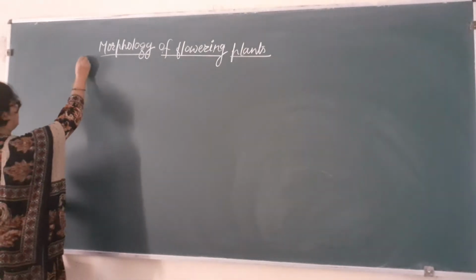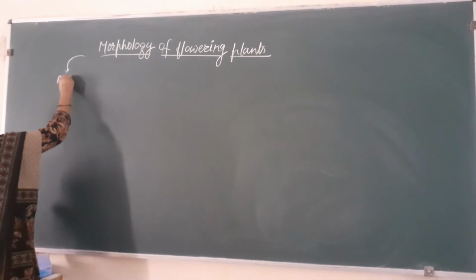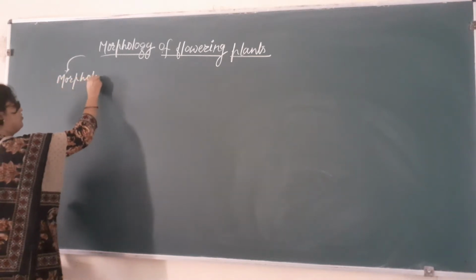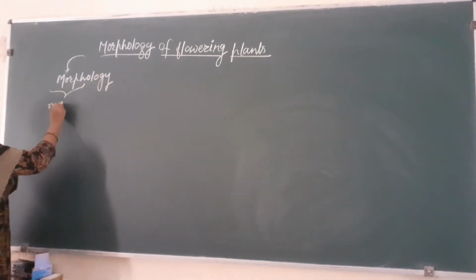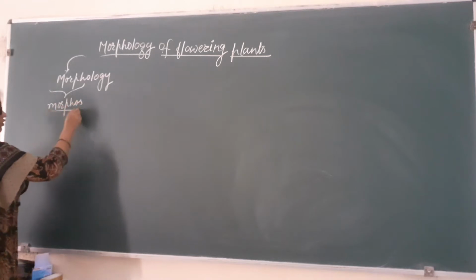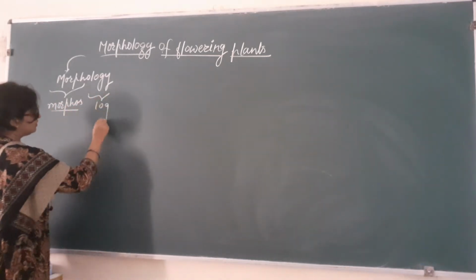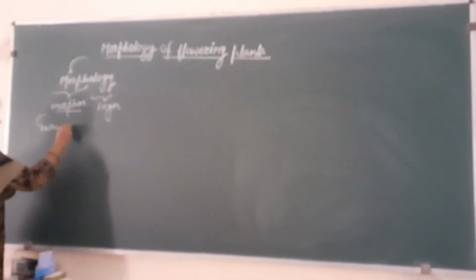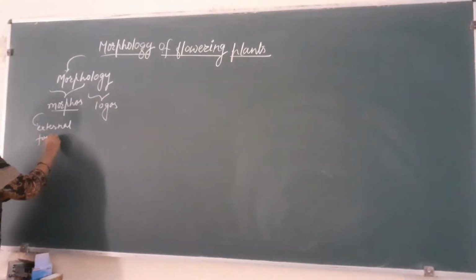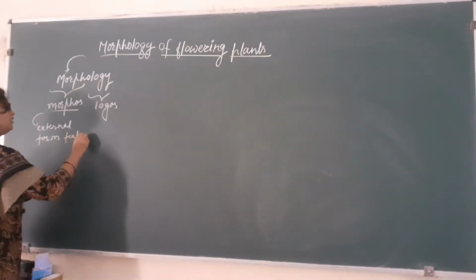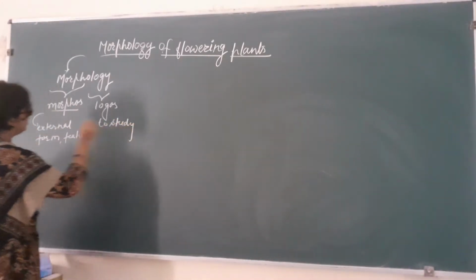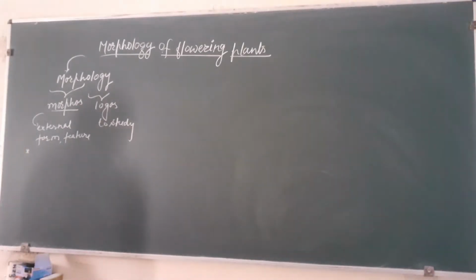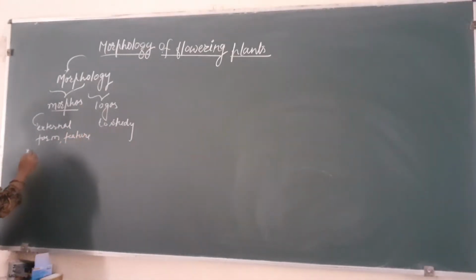So, what is morphology? The word morphology is derived from two words, morphos and logos. Morphos means external form feature, and logos means to study. Hence, the study of external form feature of a plant or flowering plant is morphology.